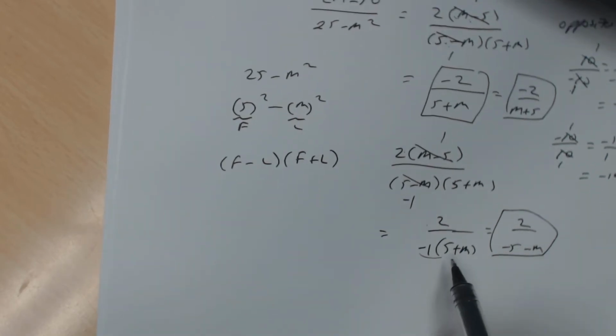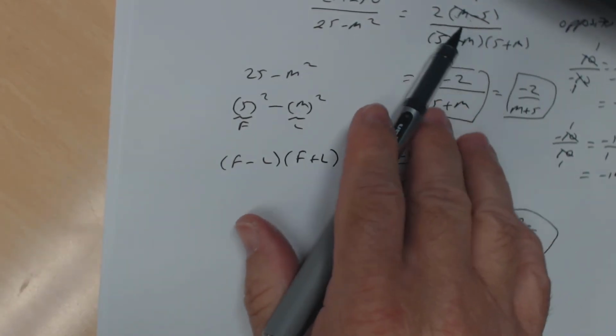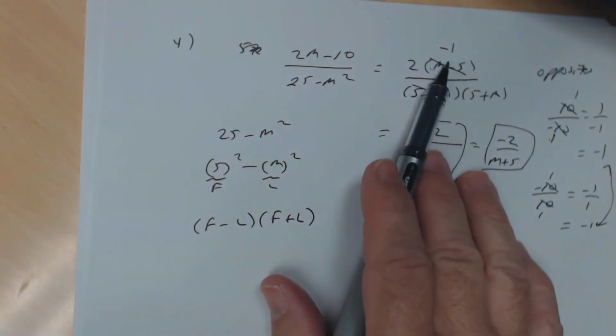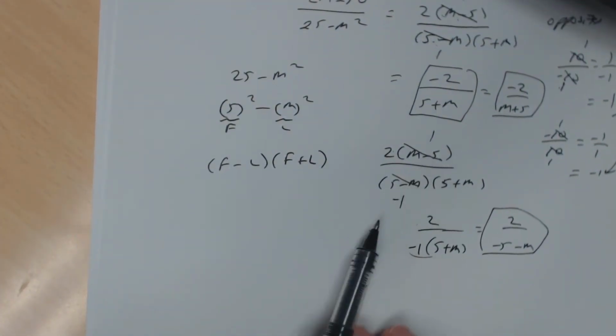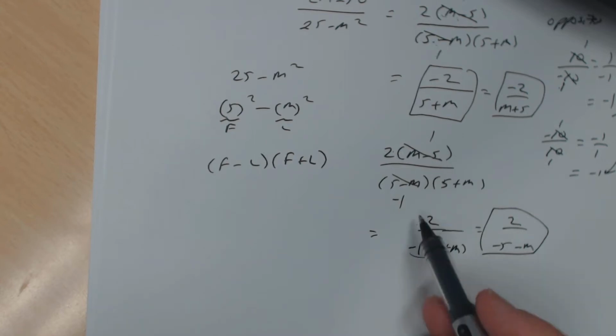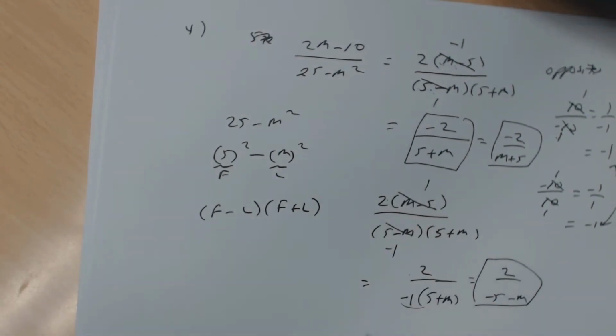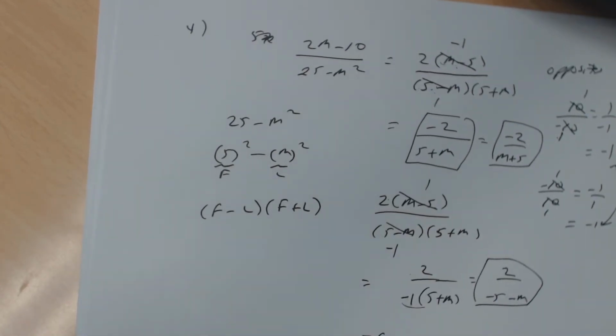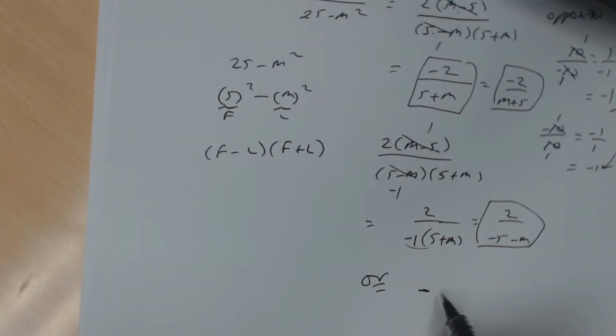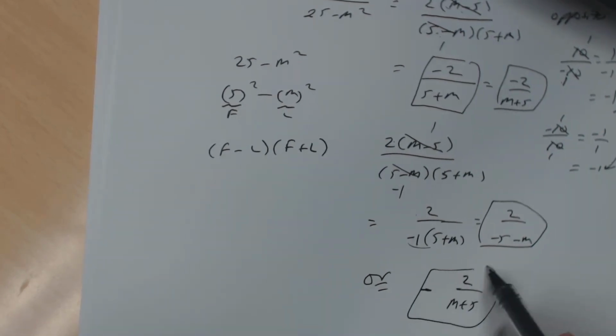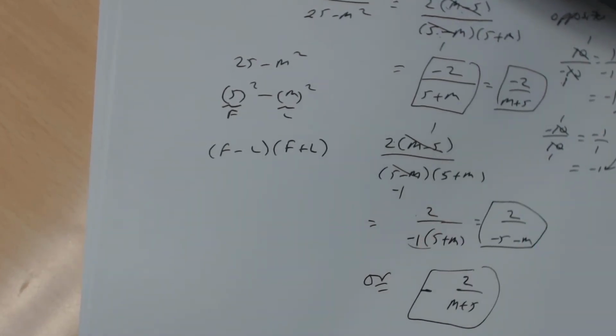All right, now the other way to have done that, regardless of whether you used negative 1 over 1, or 1 over negative 1, is just to pull the negative out in front. So in other words, you could have said negative, this fraction, 2 over m plus 5, with a negative out here. So either one of those is correct. All those are correct answers. They mean the same thing.